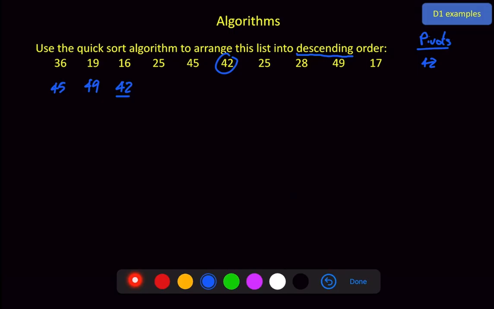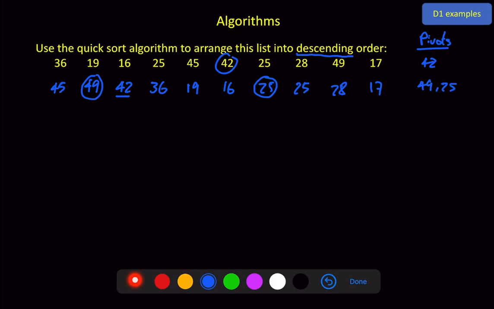Now keeping the order given, all the rest: 36, 19, 16, 25, 25, 28, and 17. Now we do the same as before. We've got two separate lists. Middle right is 49 here. And on this side we do have a middle, 25. We've got 49 and 25.